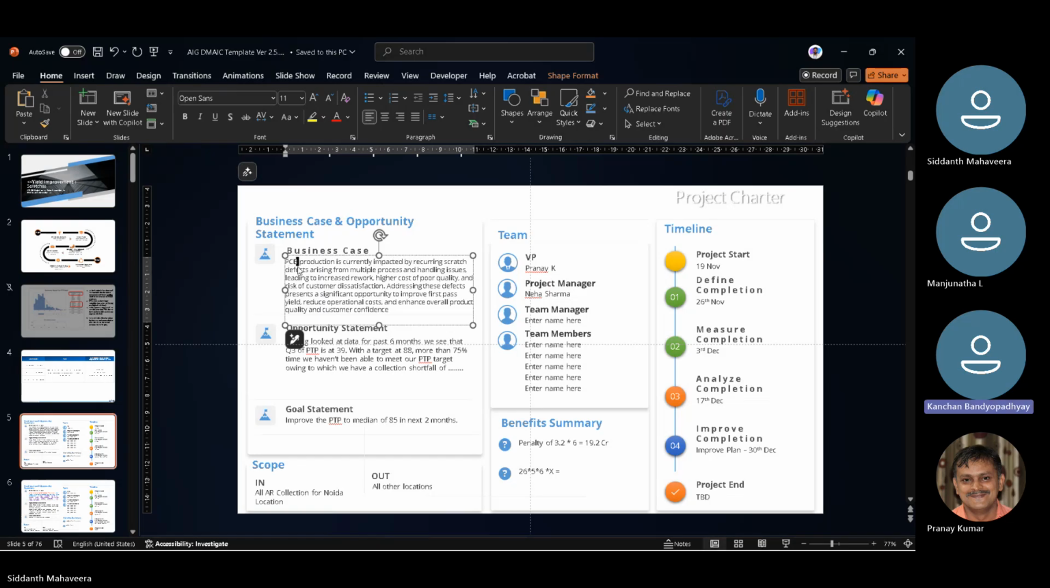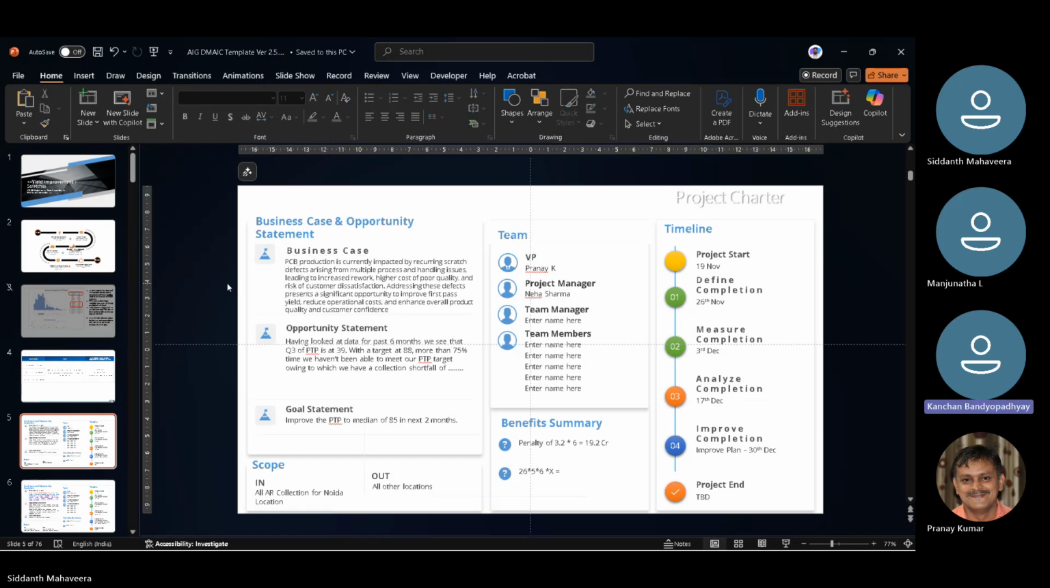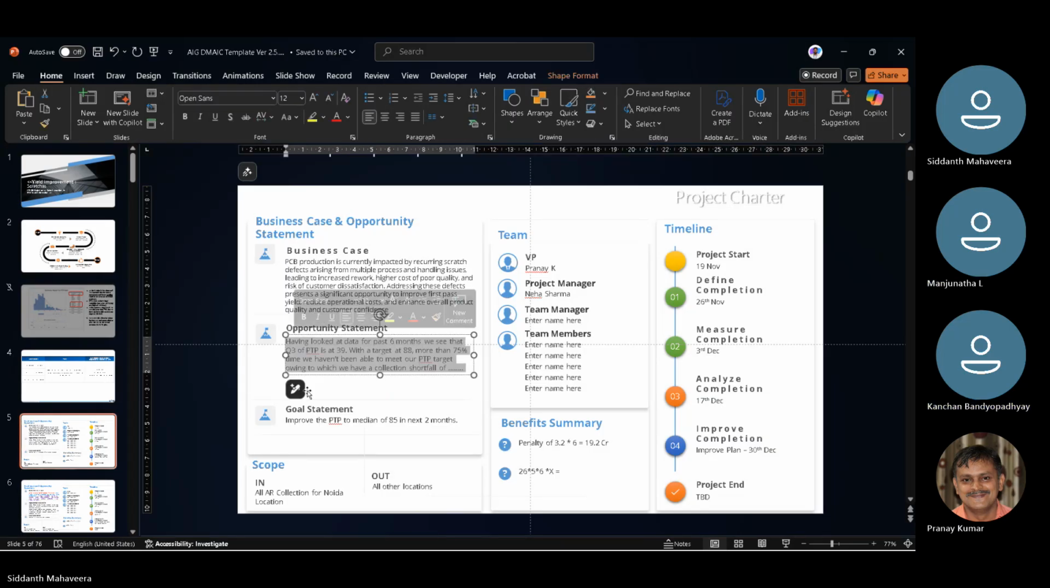Now we have to quantify this statement into the opportunity statement. The opportunity is where we have to quantify the problem. Assuming that we are considering 6 months data, based on the 6 months data, our current score is so and so, PPM. Yeah, so keep it there.